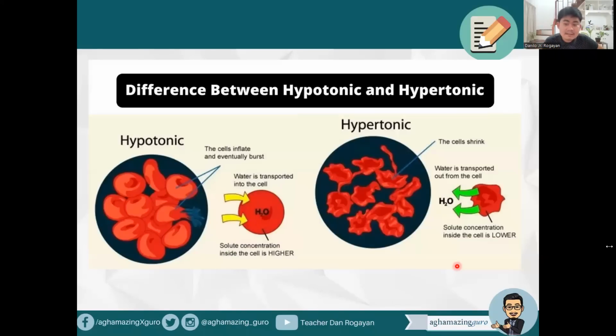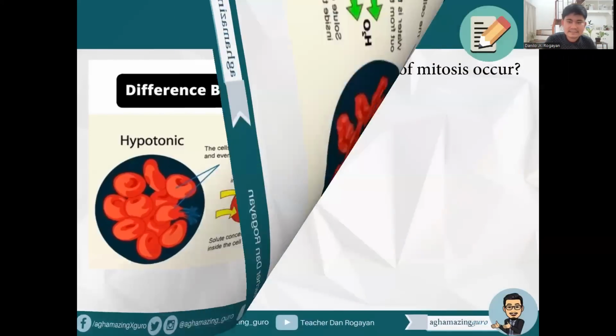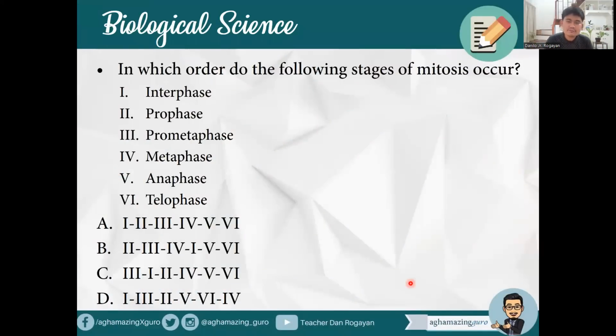Yes, red blood cells should be larger compared to the white blood cell. All right. In which order do the following stages of mitosis occur? Interphase, prophase, prometaphase, metaphase, anaphase, telophase. A, B, C, or D?